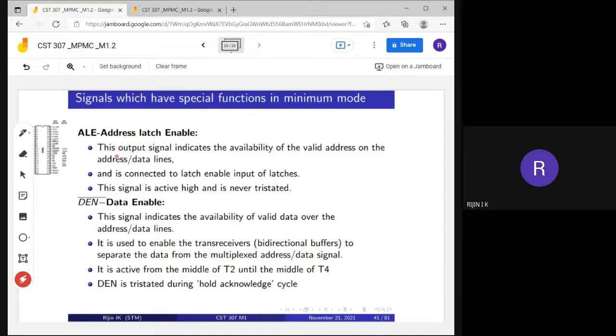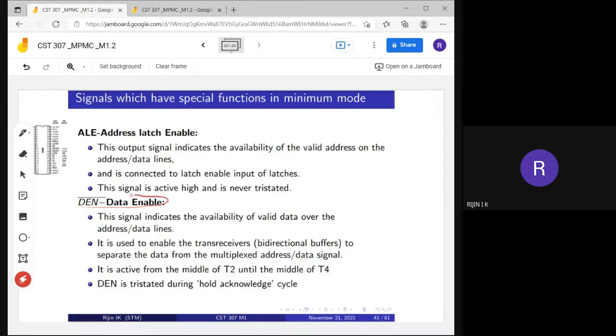Okay, ALE pin. This output signal indicate the availability of a valid address on the address bar data line. ഓക്കെ, അതായത് ഈ ALE ആണ് എന്ത് ചെയ്യുന്നത്, അഡ്രസ് ബാർ ഡാറ്റ ലൈനിലെ അഡ്രസ് ആണ് സെൻഡ് ചെയ്യുന്നതിന്റെ അഡ്രസ്സിന്റെ അവൈലബിലിറ്റി കാണിക്കാൻ വേണ്ടിയിട്ടാണ് ഈ ALE പിന്നെ യൂസ് ചെയ്യുന്നത്. ദാറ്റ് മീൻസ് ALE പിന്നെ ഹൈ ആണെങ്കിൽ എന്താ അതിന്റെ മീനിങ്, ഇറ്റ് അഡ്രസ് ബാർ ഡാറ്റ ലൈൻ ഈസ് ട്രാൻസ്ഫറിങ് അഡ്രസ്. Okay, and also it is connected to latch enabled input of latches, and this signal is active high and never tri-state.